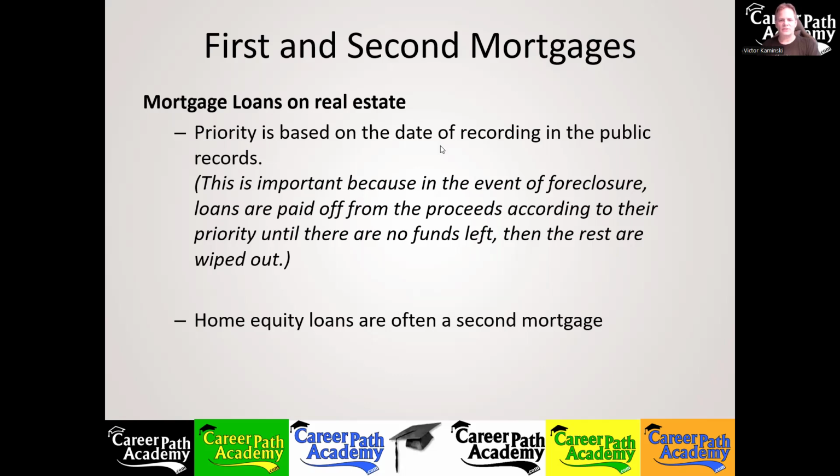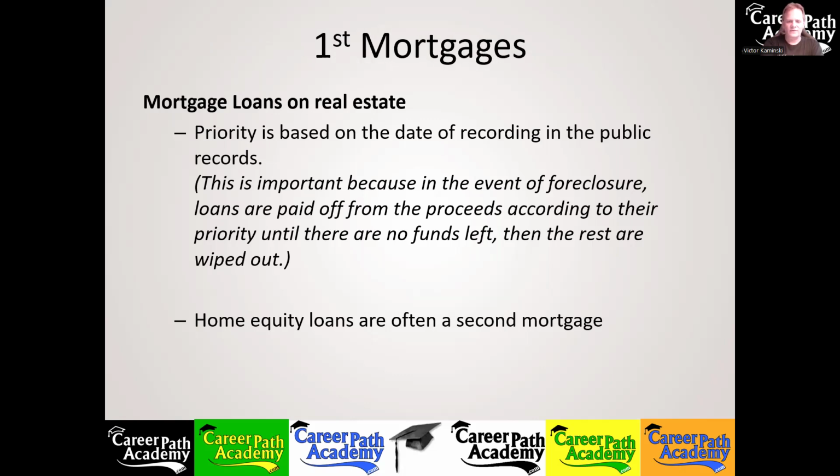So the title of this should actually be, yeah, we'll do it like this: First and second mortgage lien priority.